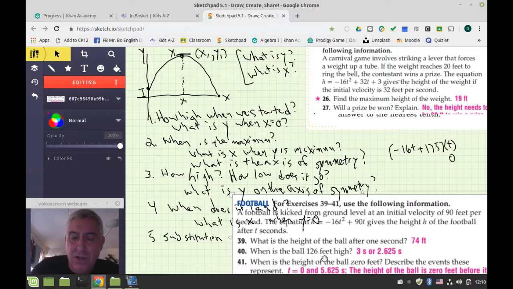When is the ball 126 feet high? That's another substitution kind: what is x when y equals this value? And when is the height of the ball 0 feet? That is when does it come down, when does it land, and we find the zeros for it.